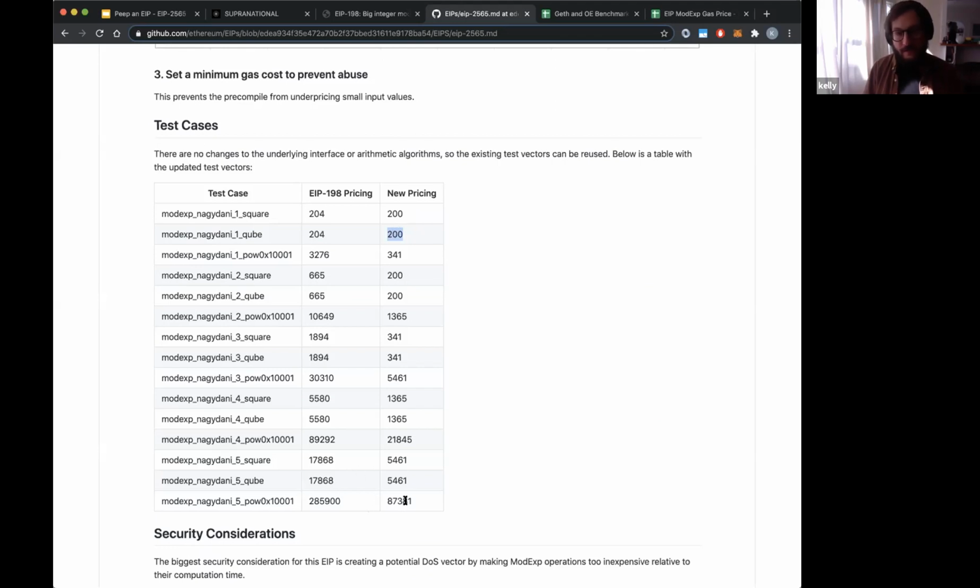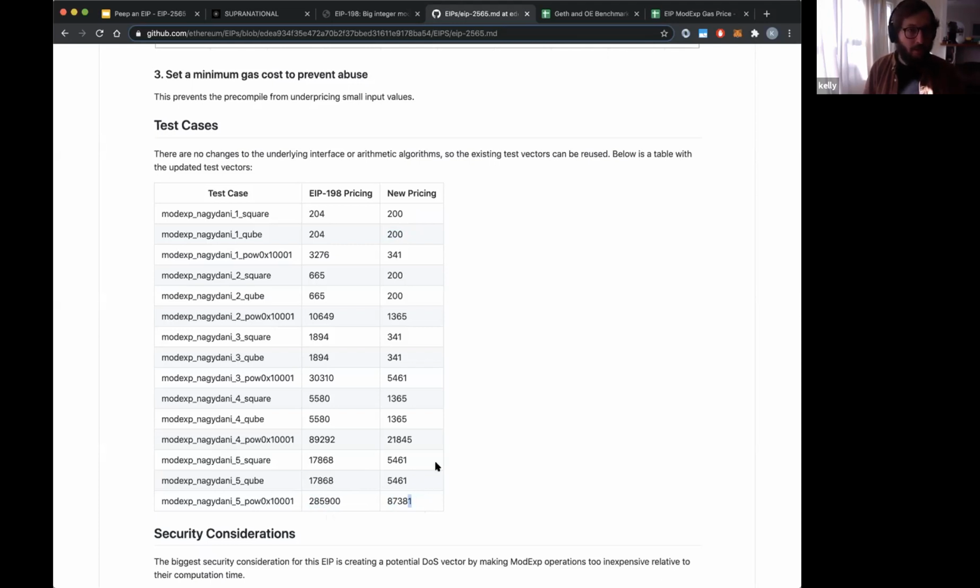And you can really see the net reduction. Here's a test vector that used to cost 285,000 gas, and now it only costs 87,000. This is the whole reason why we did this: everything is going to be about 4 times cheaper than it would have been before.